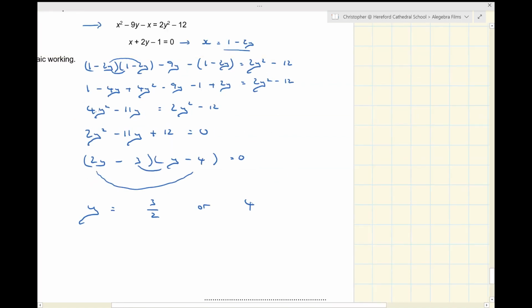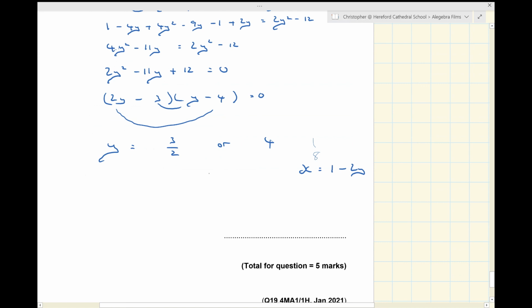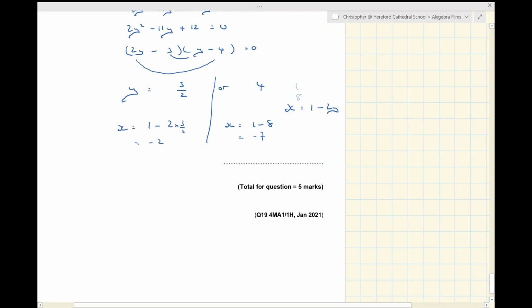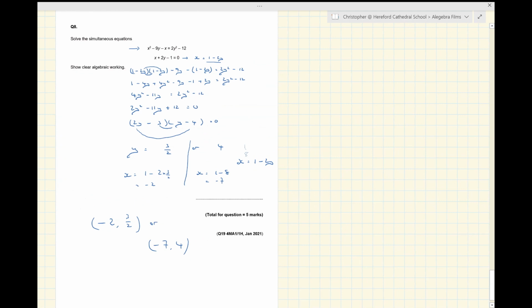Back to the formula for x. X was 1 minus 2y. Okay, so if y is 1.5, then x is going to be 1 minus twice 1.5, isn't it? Which is going to be 1 minus 3, which is minus 2. And if y is 4, then x is going to be 1 minus 8, which is minus 7. So my two solutions are x is minus 2 and y is 3 over 2, or x is minus 7 and y is 4. And that is question 8 done.